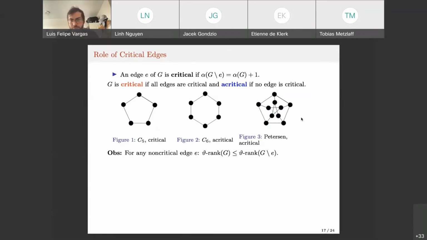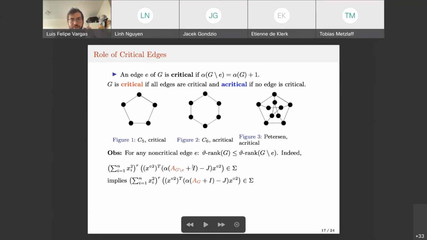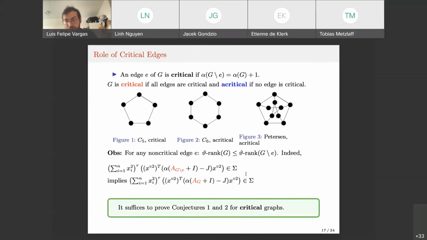And then the observation for considering critical edges is the following. If you delete one critical edge, then the theta rank can only increase. This is because if, when deleting the edge, the graph belongs to K_n^r, meaning that this polynomial is a sum of squares, then the graph with the edge is also a sum of squares, because we are adding just non-negative terms. It's actually an easy observation, but it's sufficient to prove conjectures 1 and 2 for critical graphs, because we can start with an arbitrary graph and then keep deleting critical edges until we obtain a critical graph.